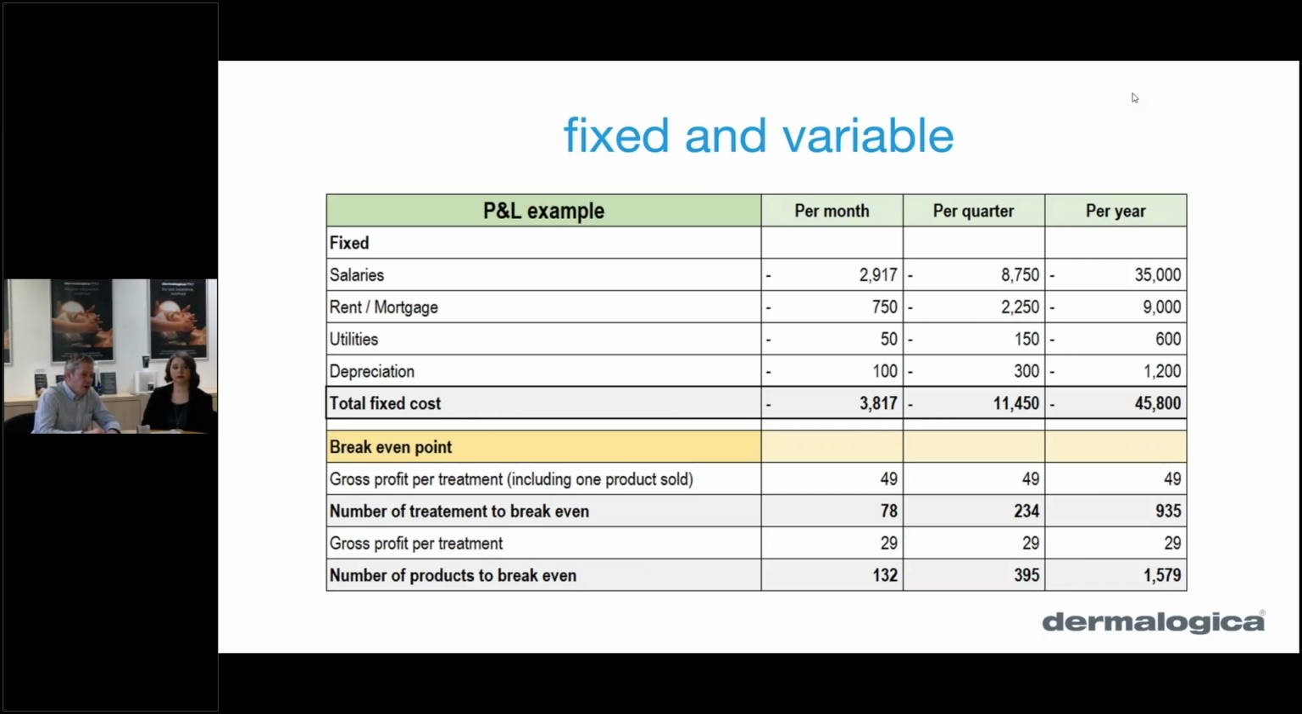Looking at the same thing there, gross profit per treatment without a product sale, clearly it's now going to be a lower profit coming in. So now it looks like we've got to do about 132 treatments. So each business is going to be different, but you'll know roughly how many product sales you might average per treatment you give. But you can run these scenarios then to really work out, where should I be targeting?